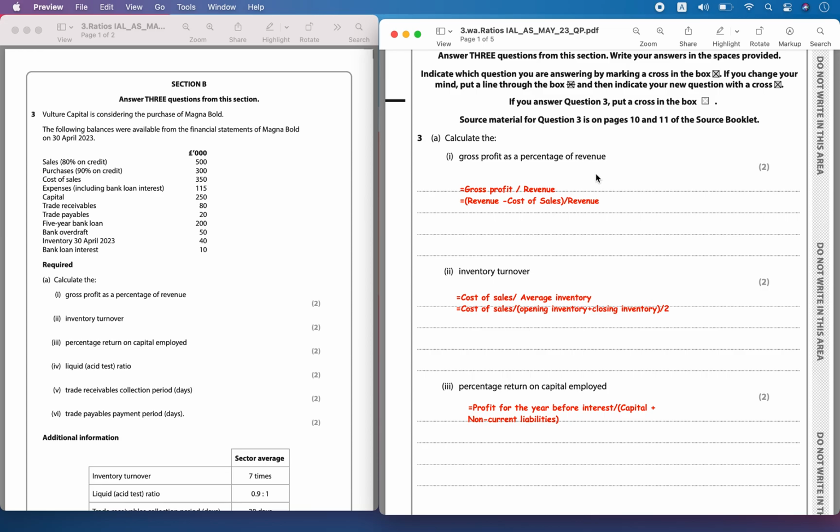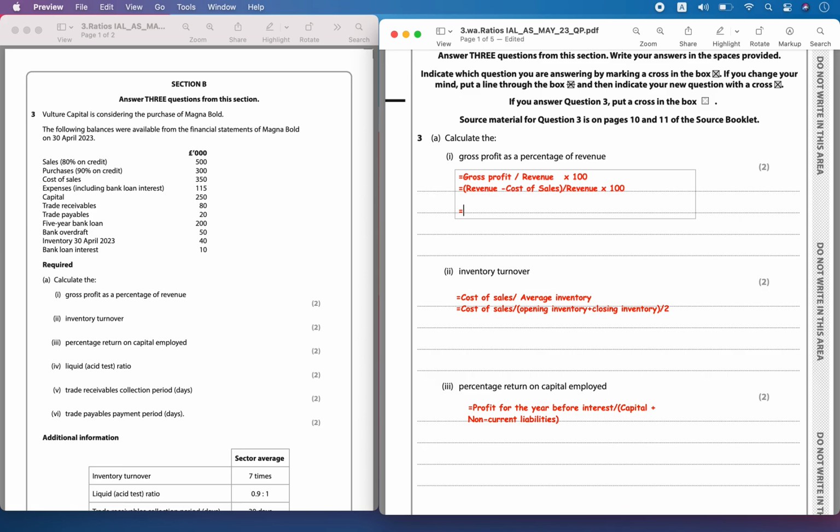The first one is the gross profit as a percentage of revenue. The formula is gross profit over revenue, which is equal to revenue minus cost of sales, divided by revenue, times 100. So this is the percentage we have to calculate.